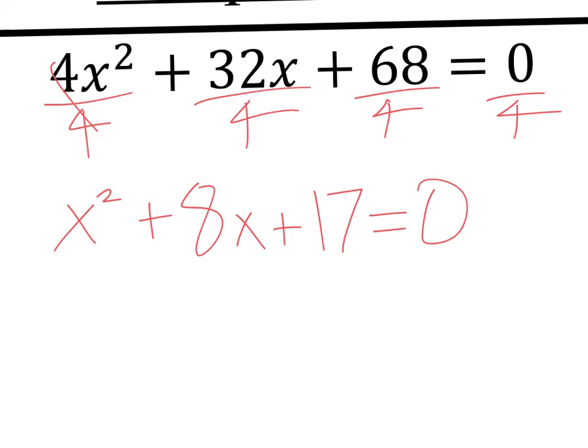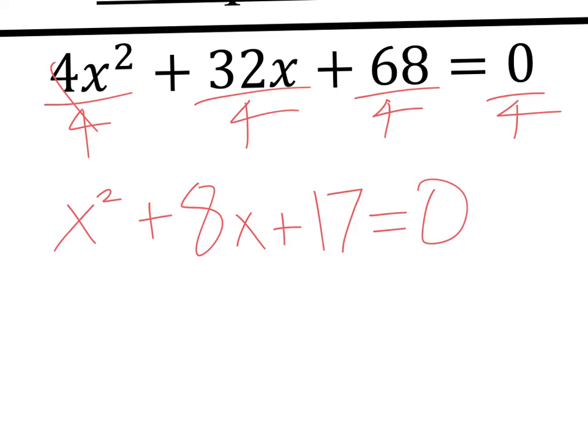When you divide out a number, you want to make sure you do it to everything on the left side and everything on the right side as well. It was equal to 0, so 0 divided by 4 isn't going to change this value, but it's the principle of the matter that the rules of algebra dictate that what you do to one side, you must do to the other. So dividing by 4 will get me x squared plus 8x plus 17 equals 0.